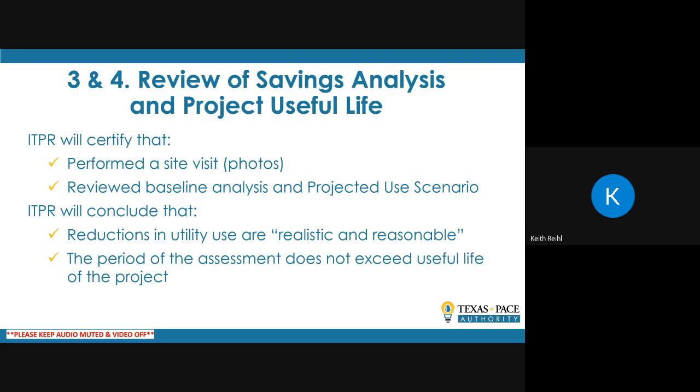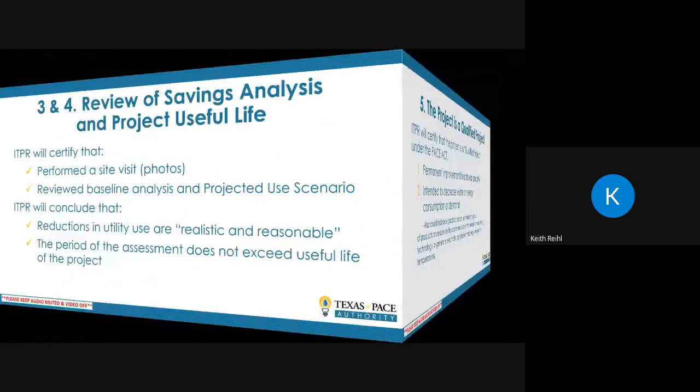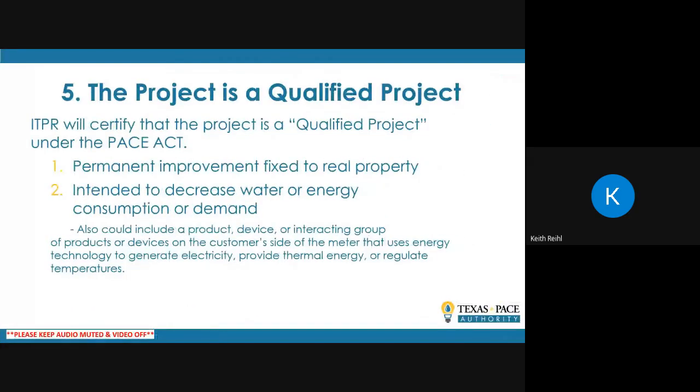The period of the assessment does not exceed the useful life of the project, or basically the loan length does not exceed the useful life of the project. So if you did an air conditioning retrofit and you wanted a 30-year note, but the DX equipment only lasts 15 years, that could be an issue.